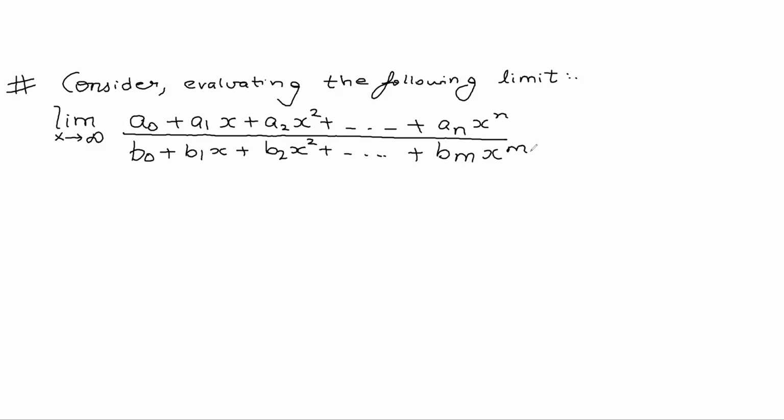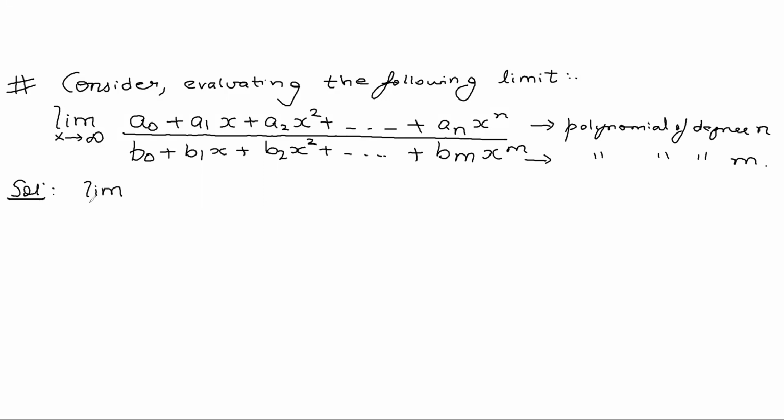Now, guys, all of you can see the numerator is a polynomial of degree n. The denominator is a polynomial of degree m. Now, guys, what is the step we'll use? You will use exactly the same step which we had used in the previous question. How will I solve this? In the numerator, what is the highest degree of x? X to the power n. Take it common.